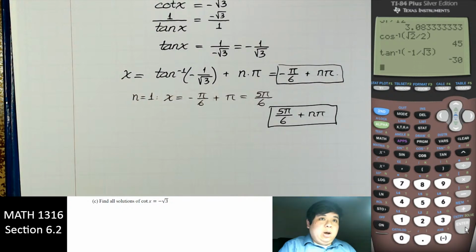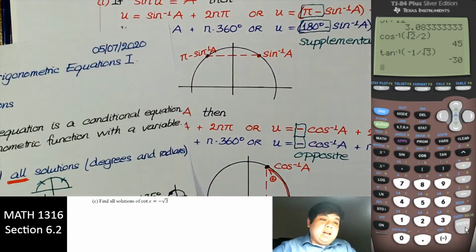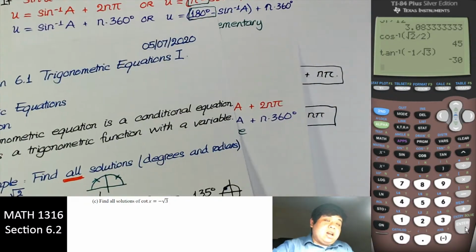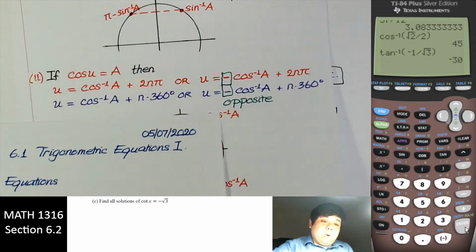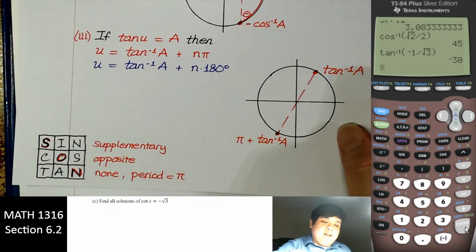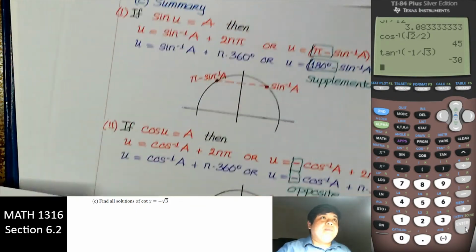Right. So we have sine, cosine, and tangent. There are 3 different types of solution: sine inverse, cosine inverse, and tangent inverse. We always have that. The sine we also have the supplement. The cosine we also have the opposite. Tangent we don't have anything for that. But it's going to be n pi is that.